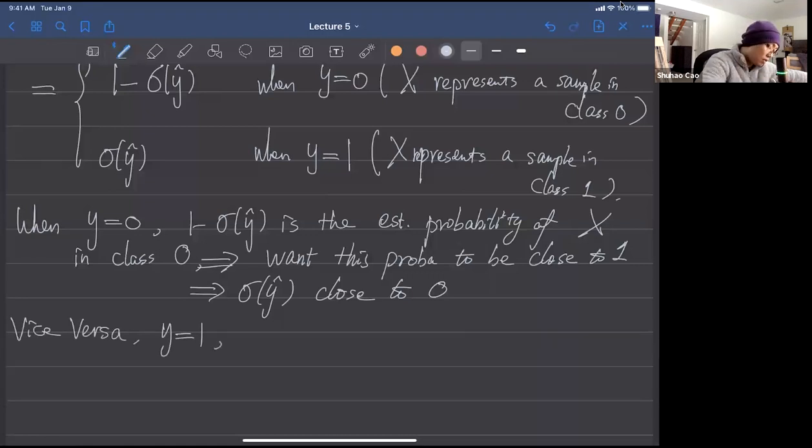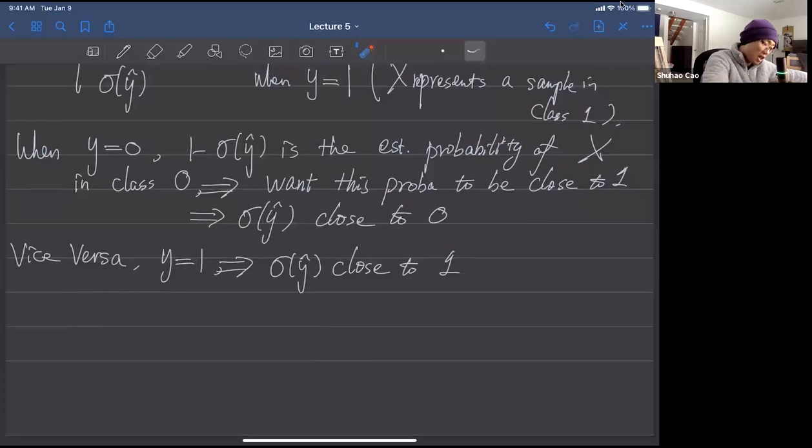When y is 1, we want this one close to 1. So when y is 1, this is the probability that this sample represents a sample in class 1, so we want this number to be as close to 1 as possible. All right, so in other words, we combine these two.